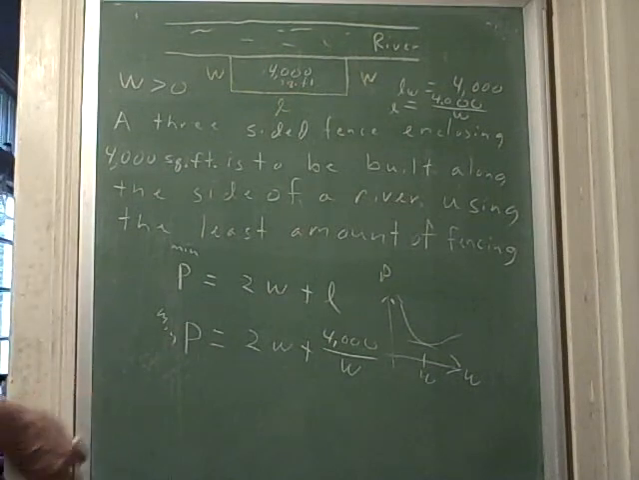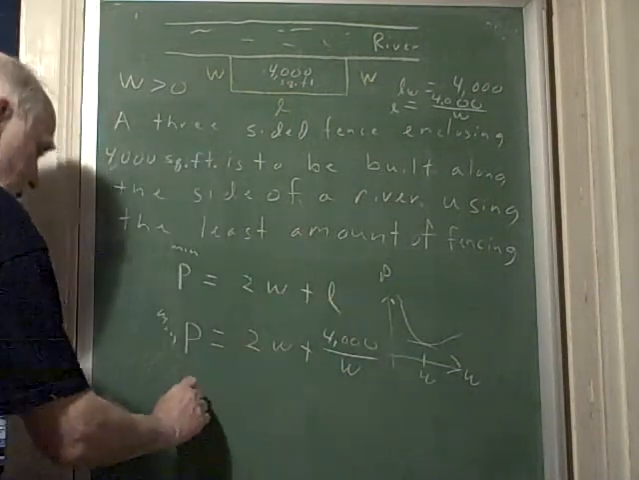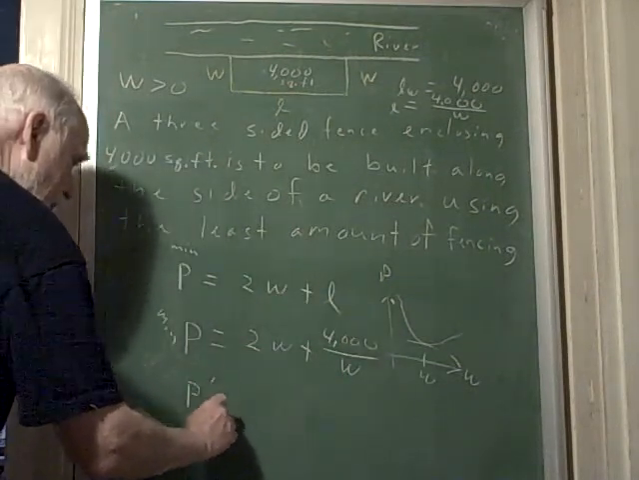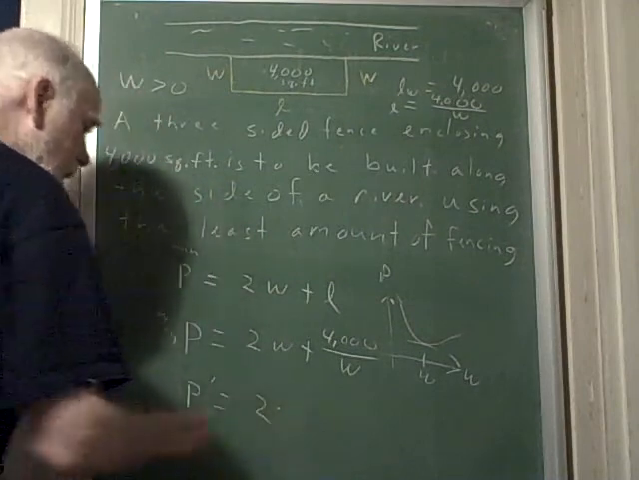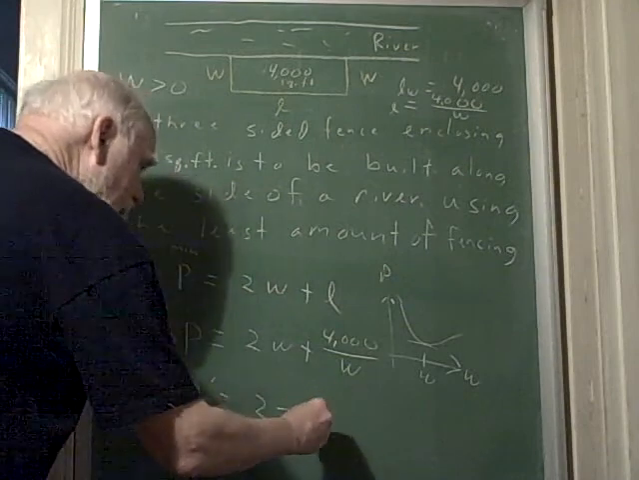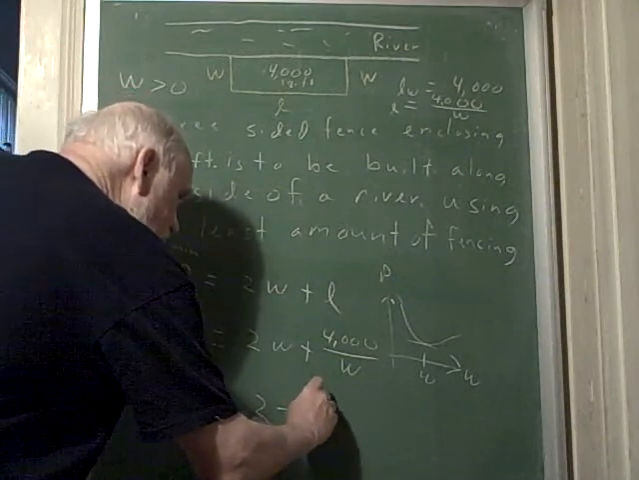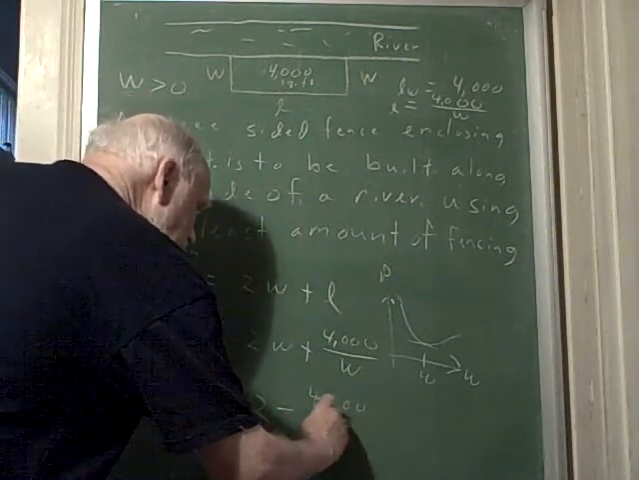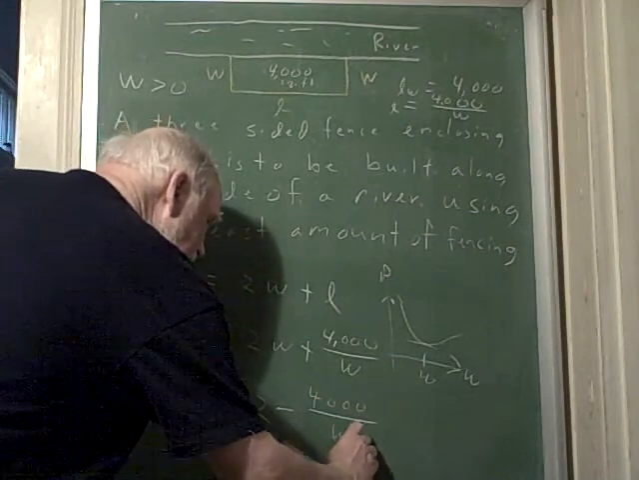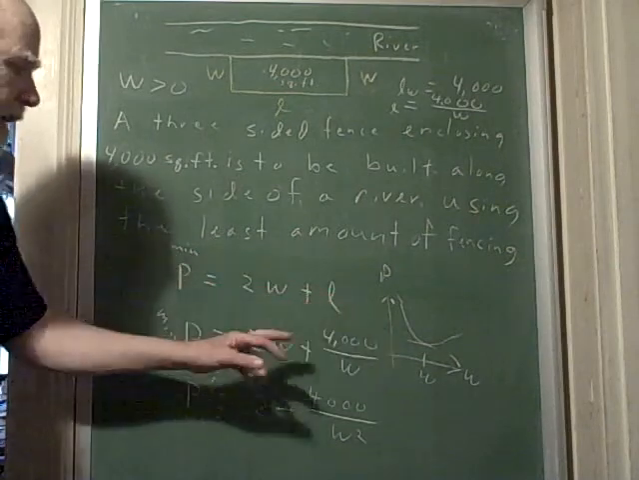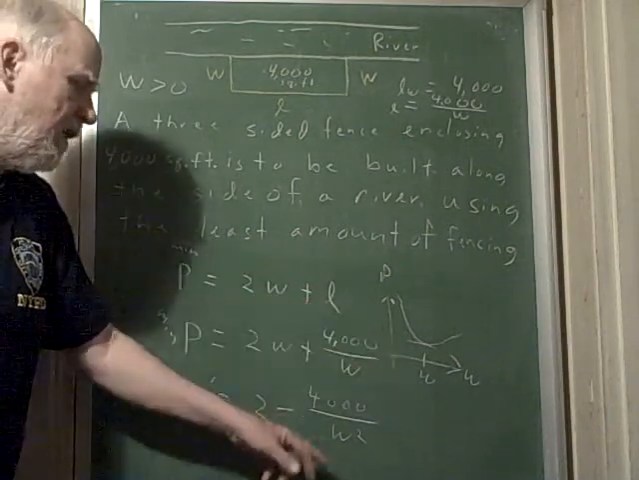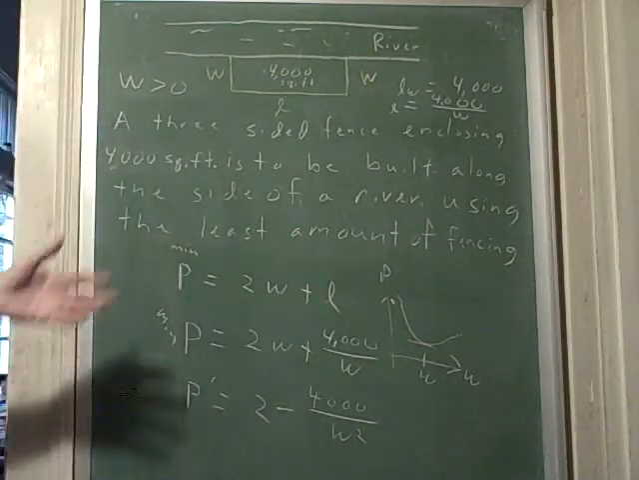So what do we do normally if we're graphing this? We take the derivative, right? And that's what I'm going to do. P prime, of course, would equal 2 minus 4,000 over W squared, doesn't it? I think everybody knows how to do this derivative. This is really 4,000 times W to the -1. You bring the -1 out front and subtract one, giving -2. You can bring it downstairs. So there we have it.